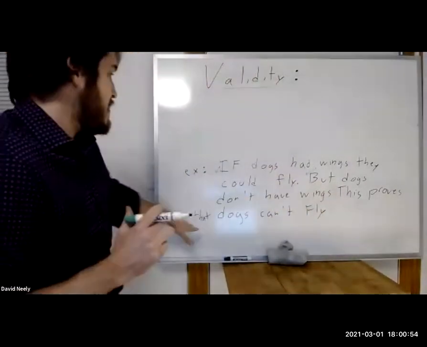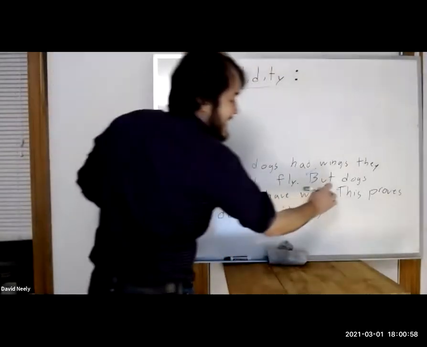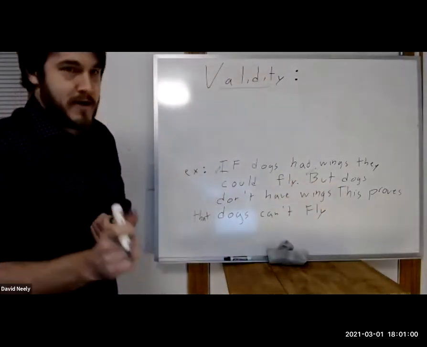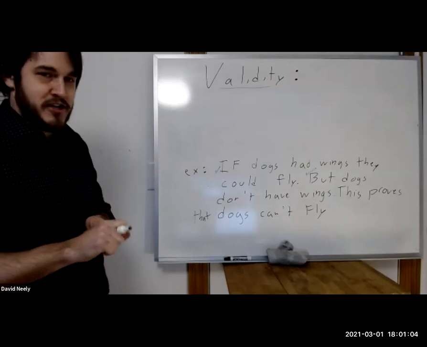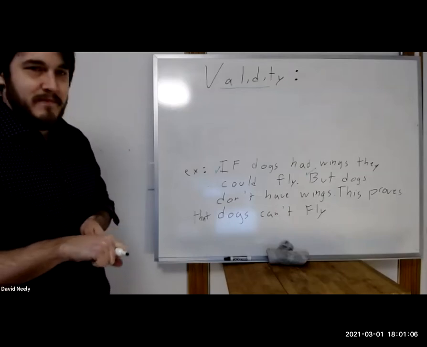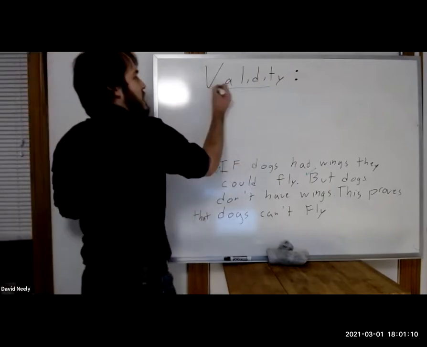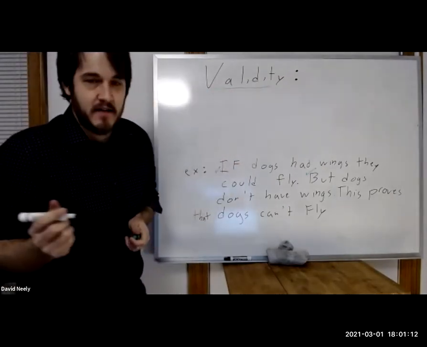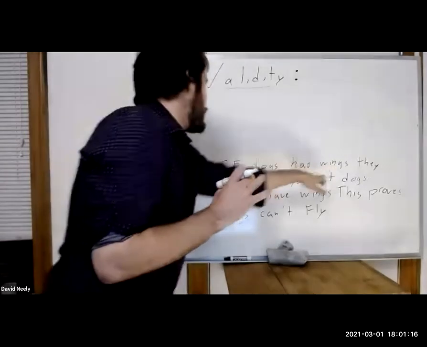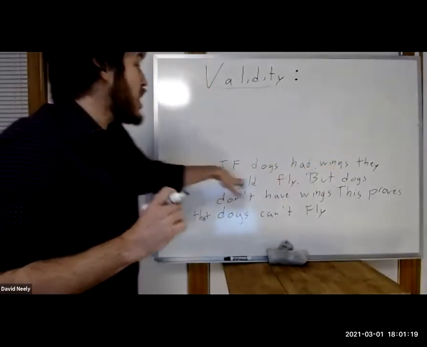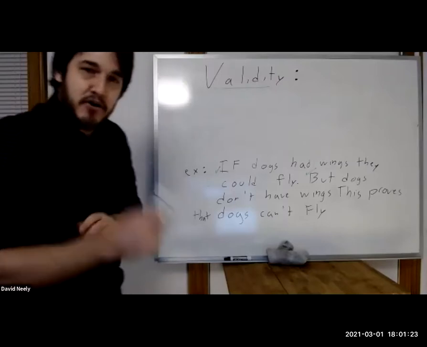So the last bit, this proves that dogs can't fly, would be the conclusion. Is this a valid argument? I'll give you a clue, it's a trick question. And this is another way in which valid comes apart from common sense. Can we imagine a world in which dogs didn't have wings, and yet dogs could still fly? That's how you test if it's valid.